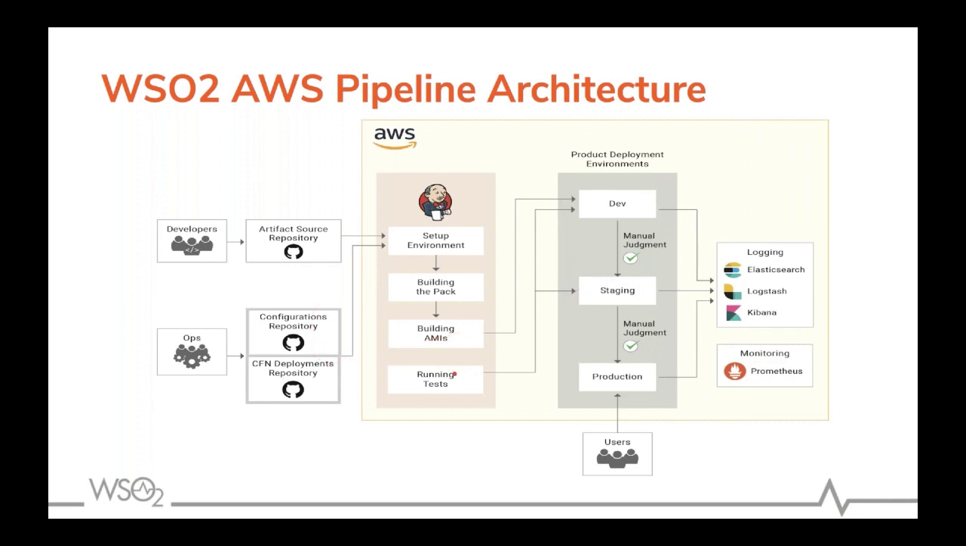tests will be run, and once the tests are successfully run, the pipeline will again progress into a manual judgment phase. So once the manual judgment is approved, again the pipeline will progress into production. So these are all seven stages of the pipeline.